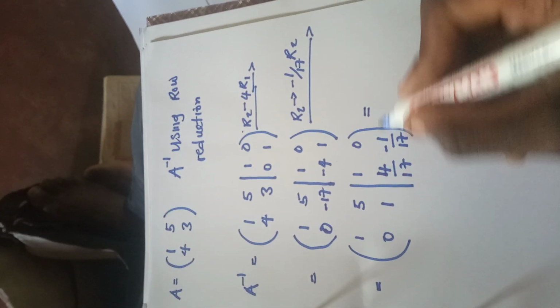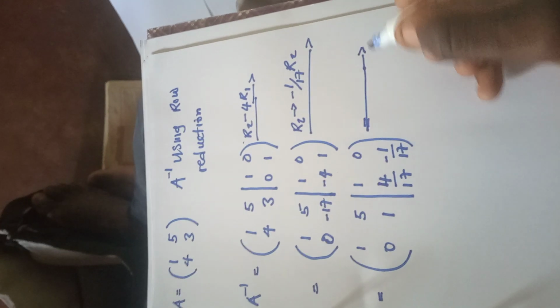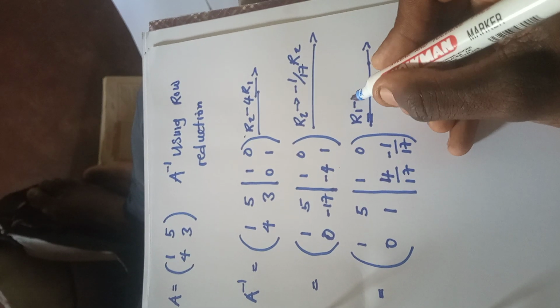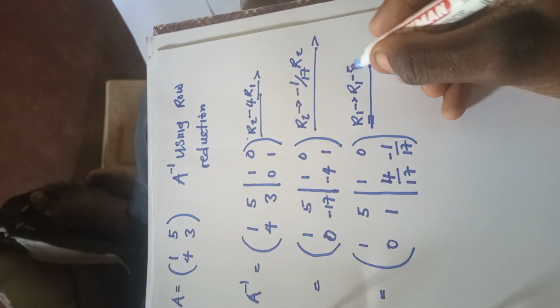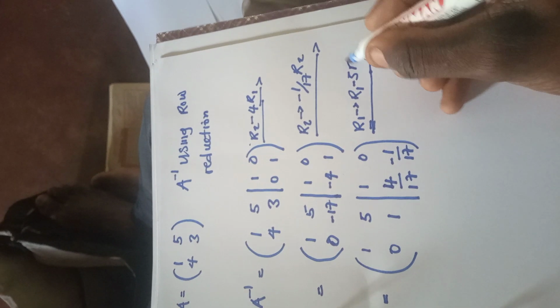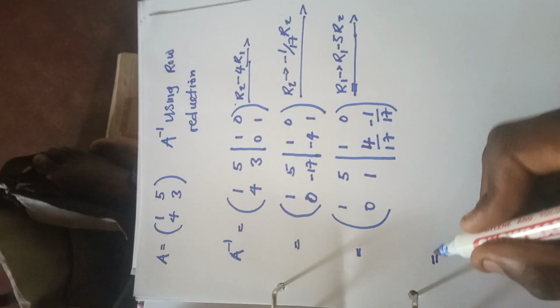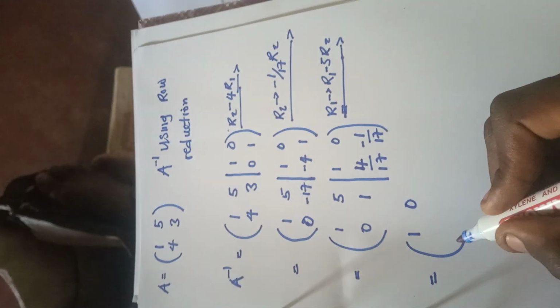Sorry. So I'll write the row operation again. So I'll say row 1 operating on row 1 minus 5 row 2. So directly here, I need 1 here and 0 here.